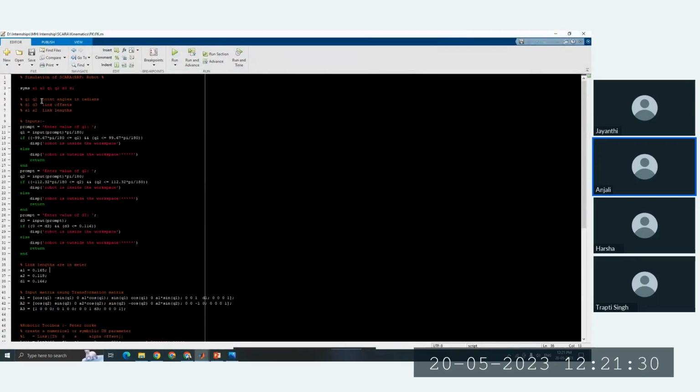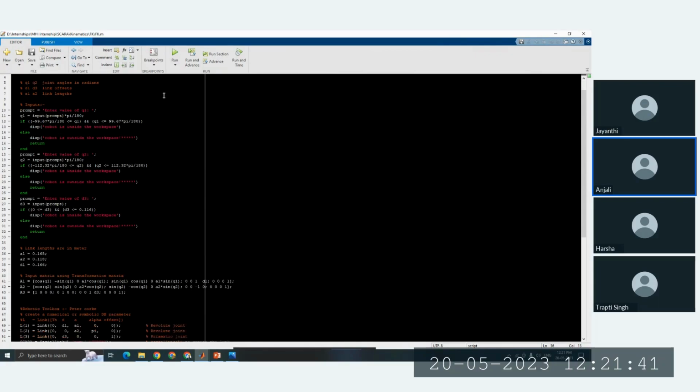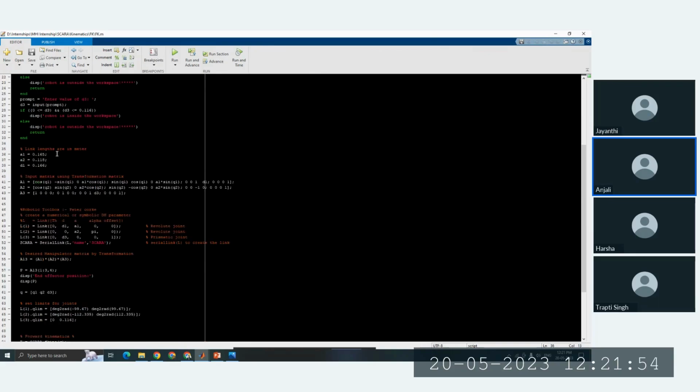Firstly, I have defined Q1 and Q2 as joint angles in radians. D1 and D3 are the link offsets, and A1 and A2 are the link lengths. I give input as Q1, Q2, and D3, because the rotation is in Q1 and Q2, and the last one is the prismatic joint. For example, I have taken some values: A1 is 0.165, A2 is 0.118, and D1 is 0.116, and all these values are in meters.